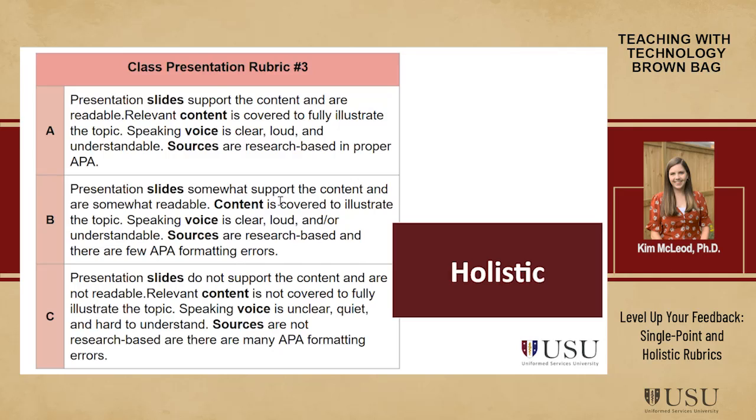Something just to note, a formatting note on this one to highlight, is that you'll notice in each box, bold the words slides, content, voice, and sources. Those are our 4 criteria that have been consistent with these rubrics. And by bolding them in each of the levels, we hope to draw students' attention to the 4 criteria so they can track that across the 3 different levels, A, B, and C, and really carefully figure out, well, what is it that I need to do to make my slides an A versus a B?